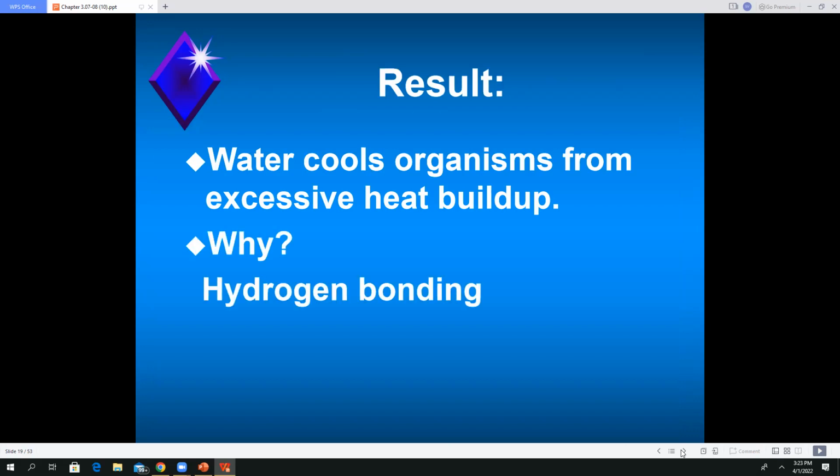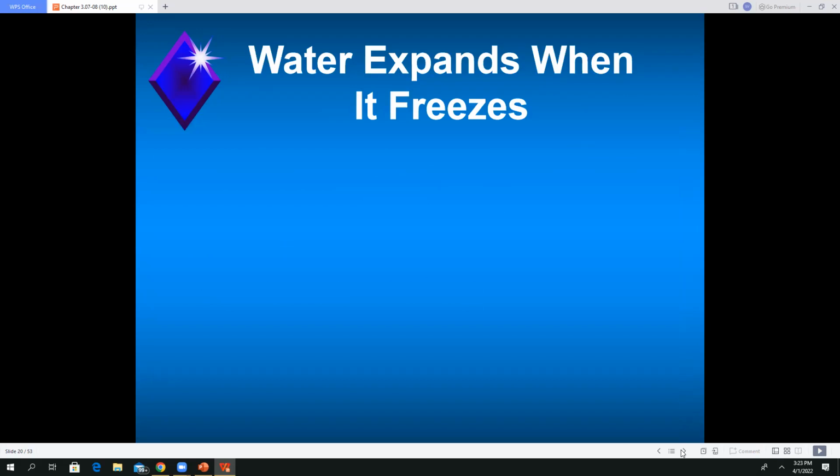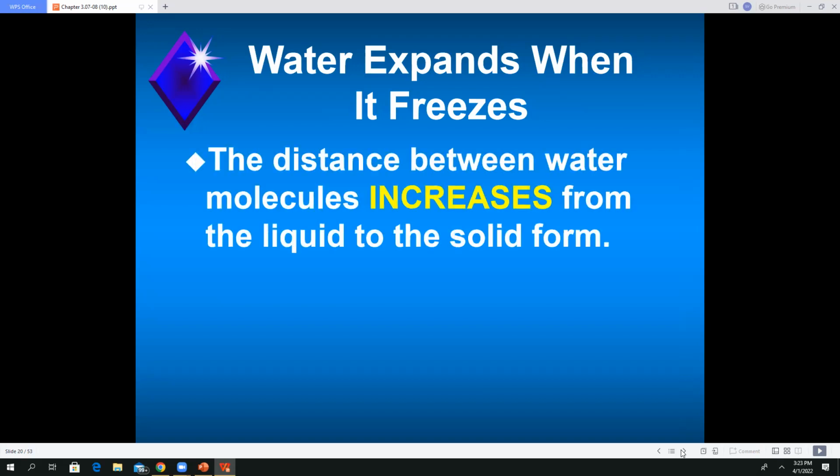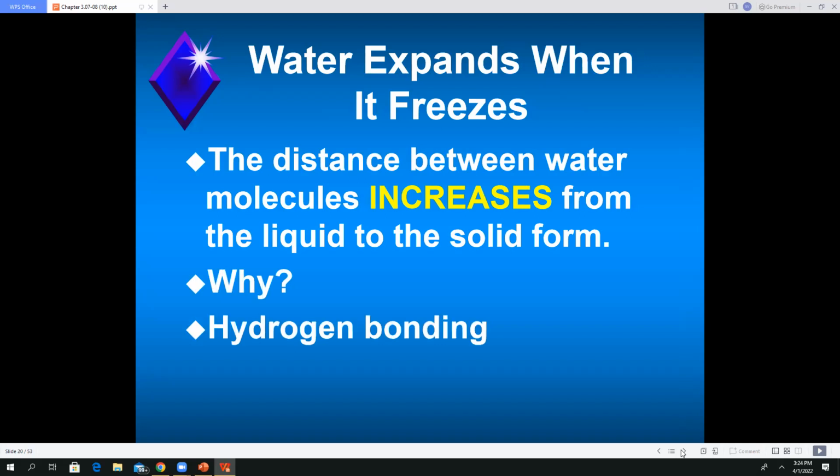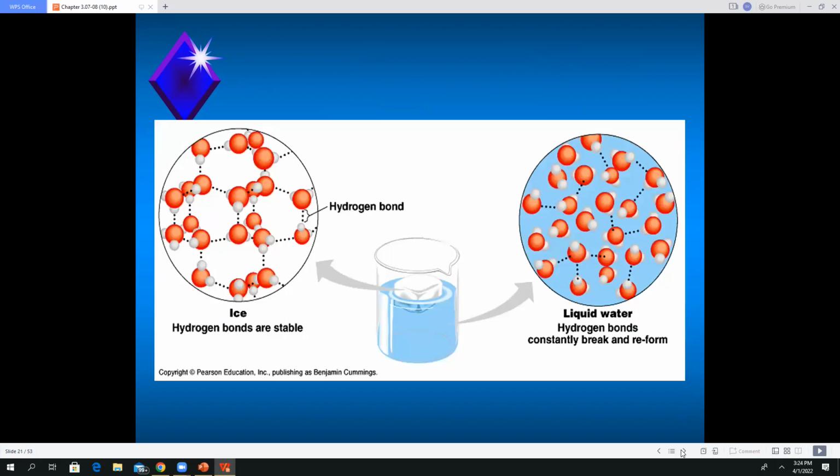Once again, hydrogen bonding. Water expands when it freezes. I don't know if you've ever noticed, but ice floats, it doesn't sink. Anything else sinks in its own solid. So if you have solid water, which is ice, it floats. That's because the distance between the molecules increases from the liquid to the solid form due to the hydrogen bonding. Therefore, it becomes less dense than the liquid, so it floats. And there it is.